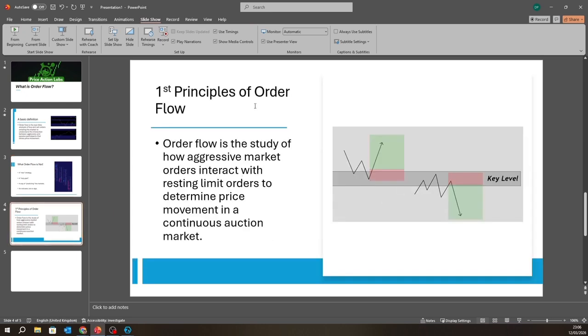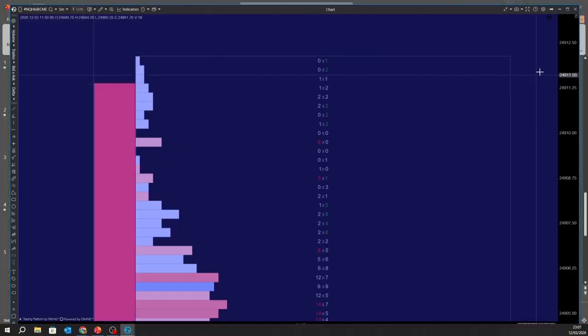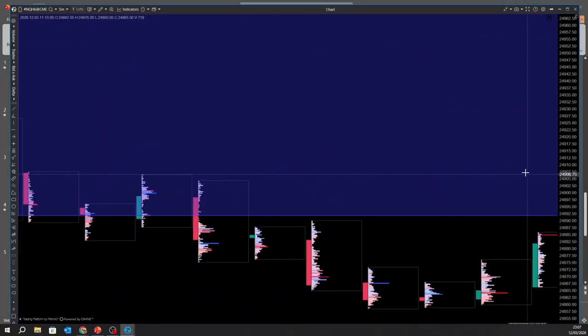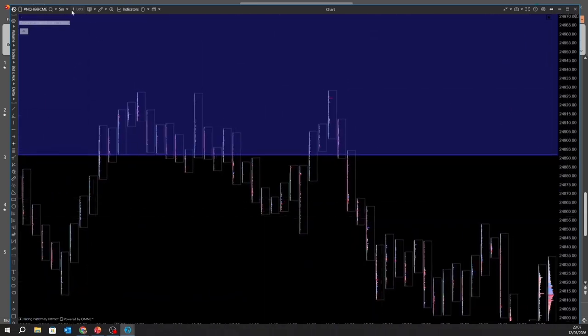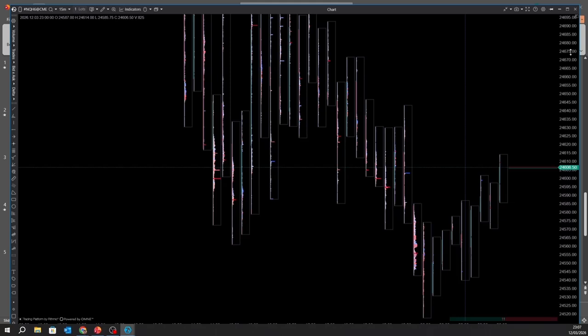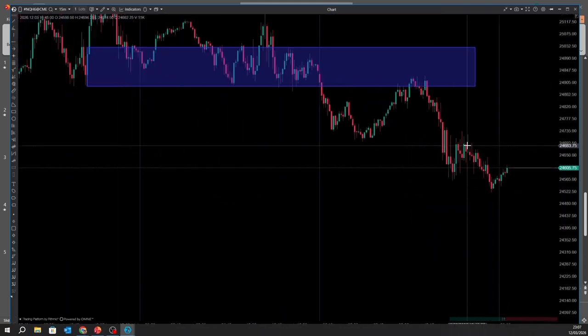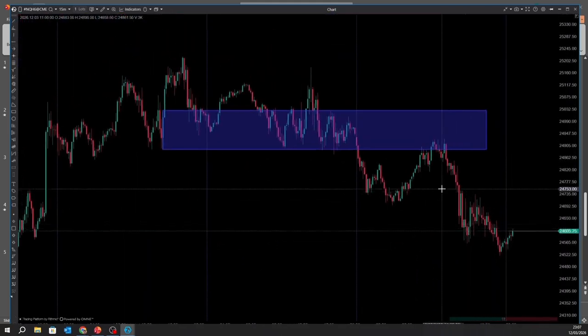So again, what you want to understand is that order flow is simply giving you supply and demand zones. That's the only thing order flow is actually responsible for. Order flow is responsible for giving you supply and demand zones. That's the only thing order flow is responsible for. So once you understand that, you can begin to position your trades.